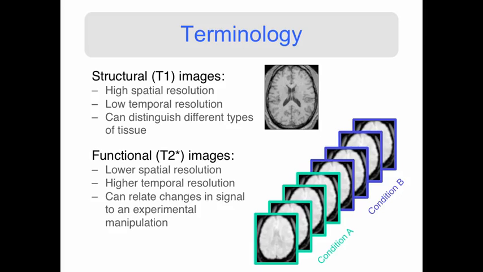They have significantly lower spatial resolution, but a much higher temporal resolution. We actually acquire these images every 2 seconds or so. And using these types of images, we can relate changes in signal to some experimental manipulation. So for example, if we're performing some condition, which we'll call condition A, we can look at images that are collected while we're performing condition A and compare them to when we're performing some other type of condition, say condition B. And we can assume that condition A here is finger tapping and condition B is rest. So is the signal higher in a certain voxel when we're finger tapping versus when we're resting?